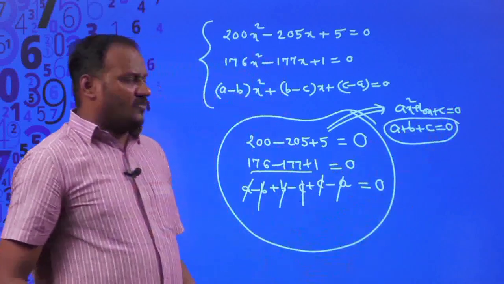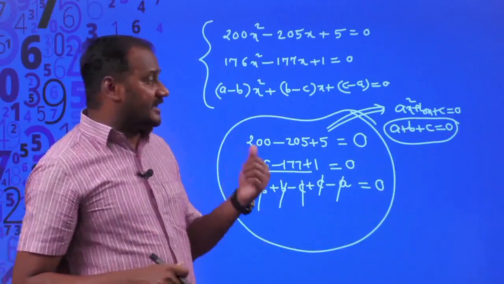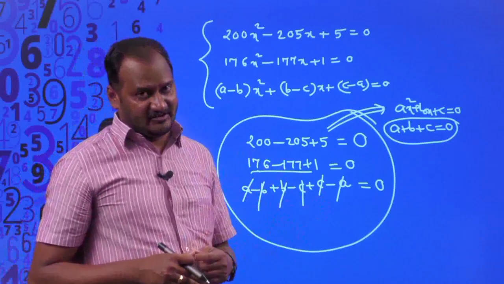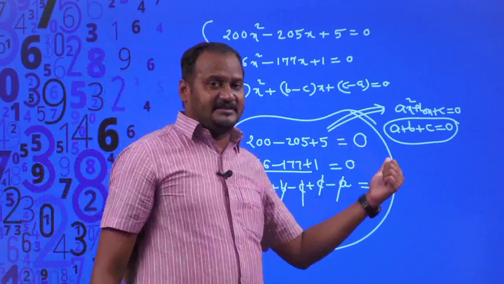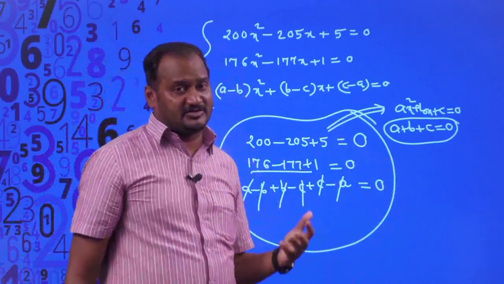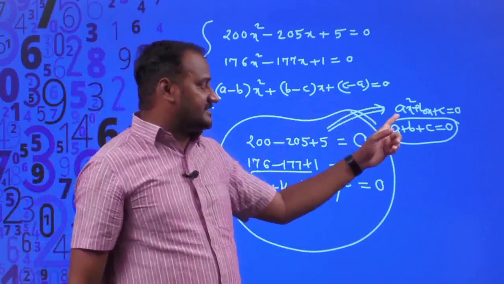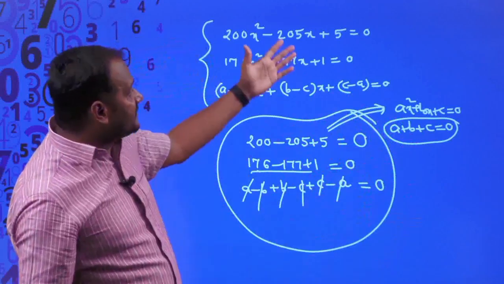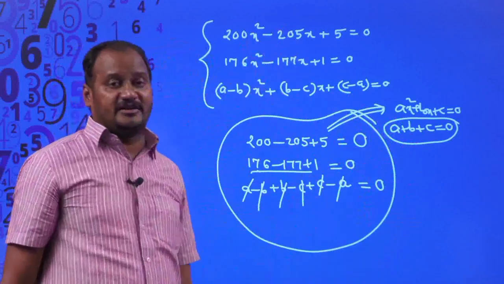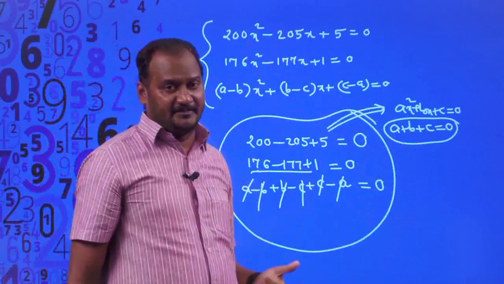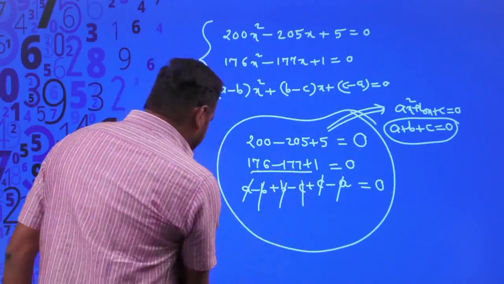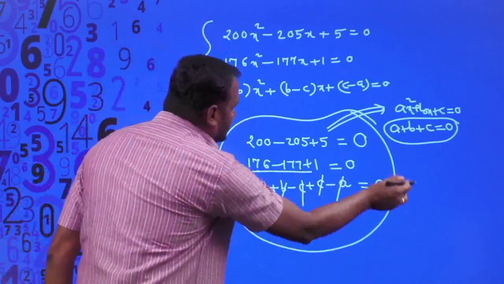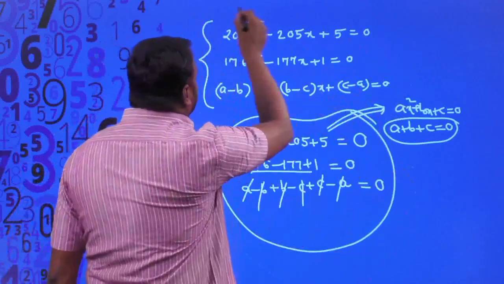So, what will be the roots when a plus b plus c is equal to 0? That is our task now. If a plus b plus c is equal to 0, then what are the roots? If you identify the strategy behind a plus b plus c equal to 0, then you can easily find the roots of any quadratic equation of the same kind. Okay, let us see that. I will take the quadratic equation where a plus b plus c is equal to 0.